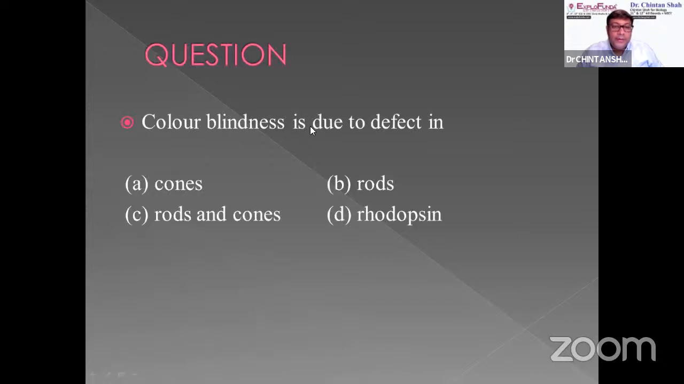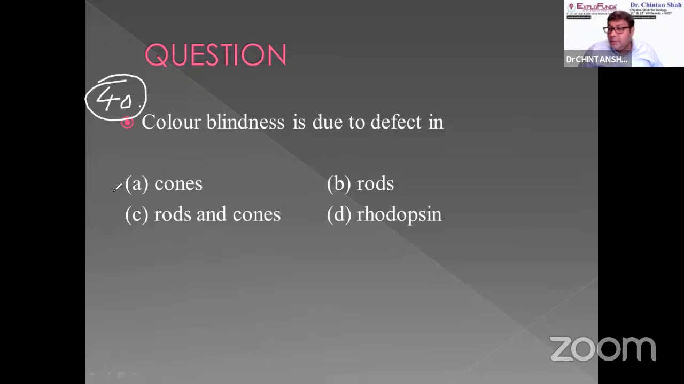Color blindness is due to the defect of what? I think this is 40. Color blindness is because of what? Tell me. Color blindness defect is because of what? Tell me. Color blindness is due to the defect in what?